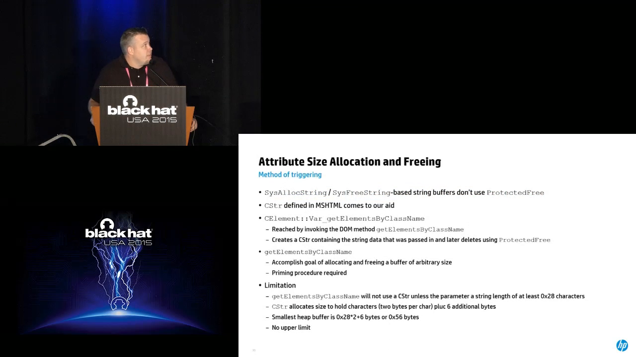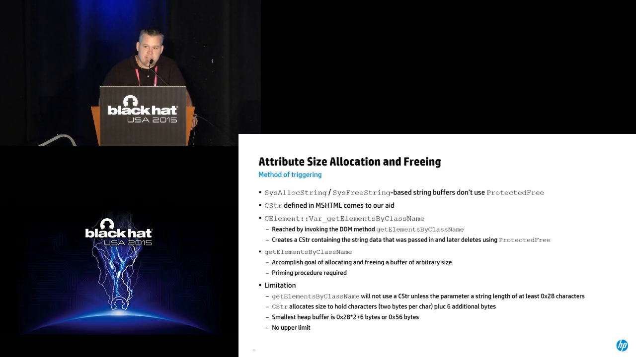So what do we need? Well, we need a way of arbitrarily allocating and deallocating, using protected free, an arbitrary sized block. So we can't use sysalloc string or sysfree string based strings, because they don't call protected free when they're destroyed. In this case, we need to use cstir, and cstir will call protected free. And the way we get to cstir is we call get elements by class name.